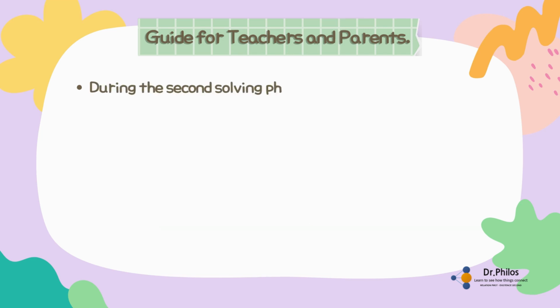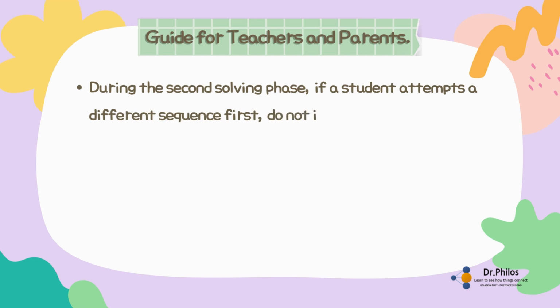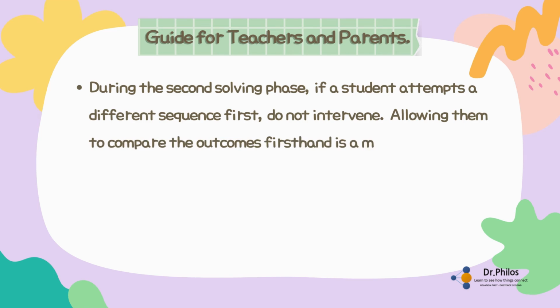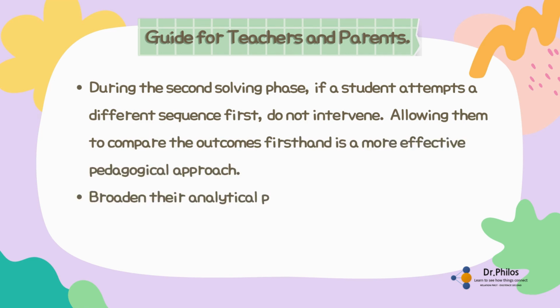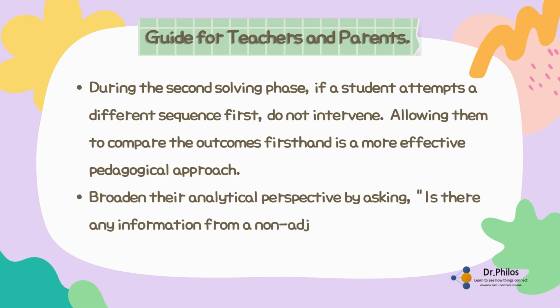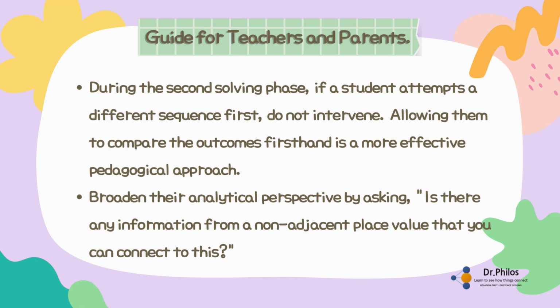During the second solving phase, if a student attempts a different sequence first, do not intervene. Allowing them to compare the outcomes firsthand is a more effective pedagogical approach. Broaden their analytical perspective by asking, "Is there any information from a non-adjacent place value that you can connect to this?"